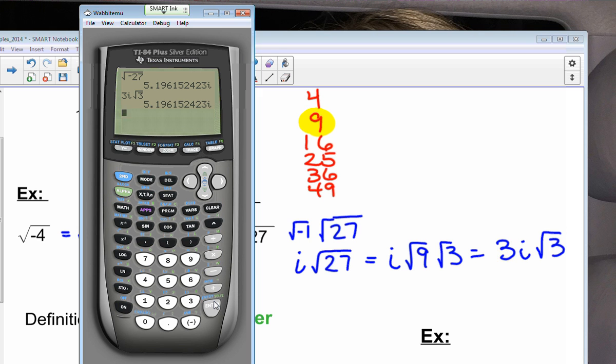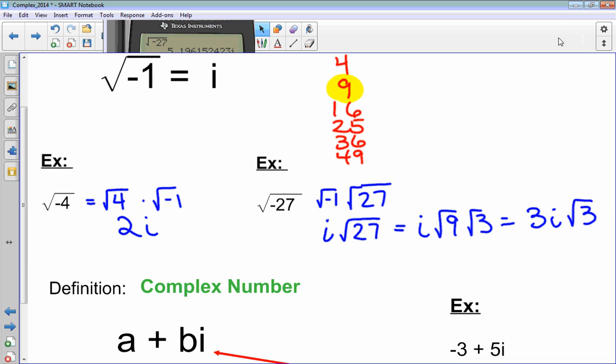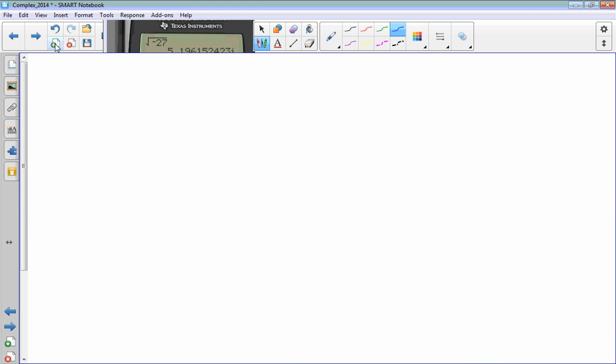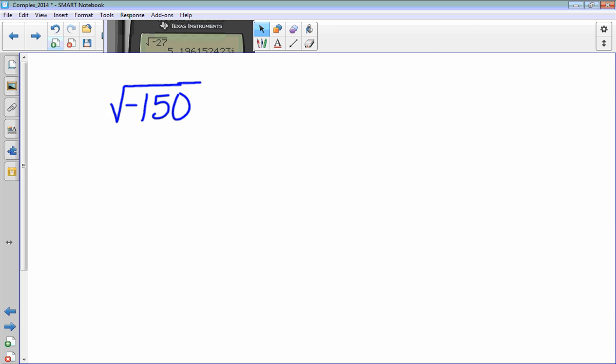Okay? Let's try another one. Let's just see if you can try one more here for me. I want you to do the square root of negative 150. Try to reduce that radical for me. Tell me what you get.